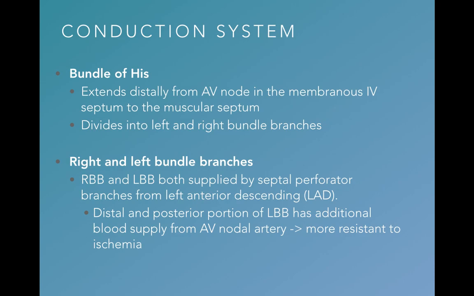The bundle of His is just below the AV node. It goes in the membranous interventricular septum to the muscular septum, and then the bundle of His ends up dividing into the right and left bundle branches. And then the right and left bundle branches move further inferiorly to supply the right and left ventricles.